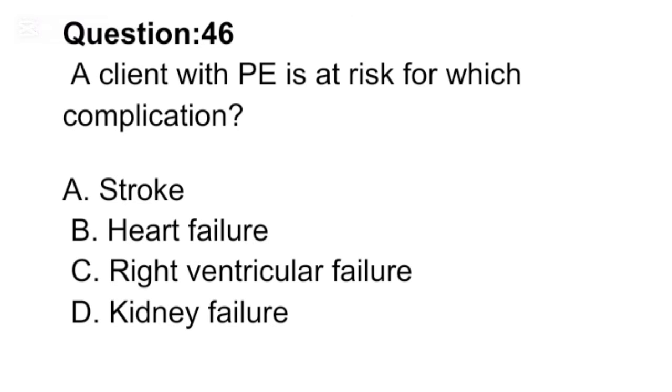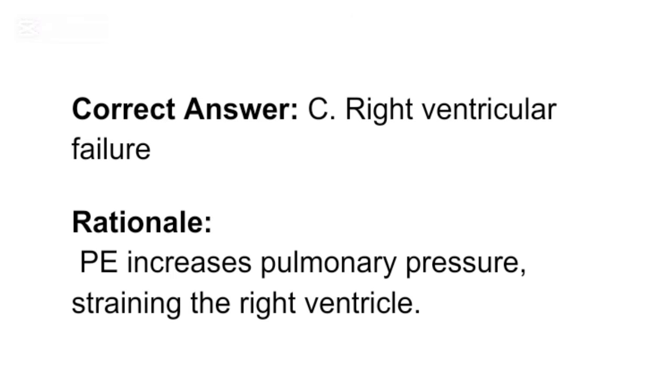Question 46. A client with PE is at risk for which complication? A. Stroke. B. Heart failure. C. Right ventricular failure. D. Kidney failure. Correct answer, C. Right ventricular failure. Rationale. PE increases pulmonary pressure, straining the right ventricle.